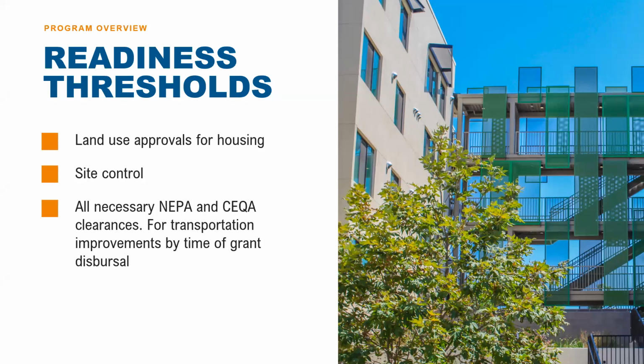Thirdly, as you can see here, the housing development requires environmental clearance such as CEQA by the application deadline. All applicable time periods for filing appeals or lawsuits must have lapsed within 30 days of the application due date. You'll note that NEPA clearance is also required for the housing development if the developer is seeking federal funds.